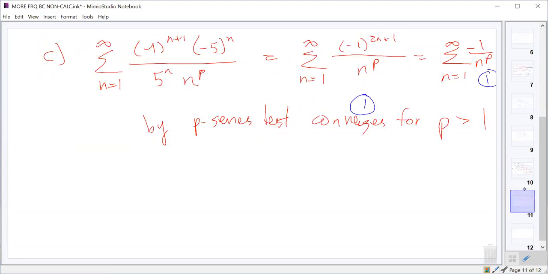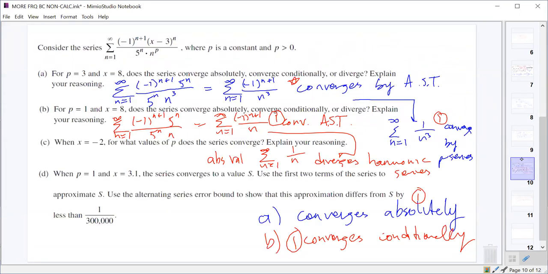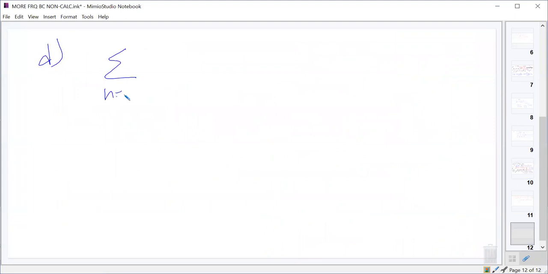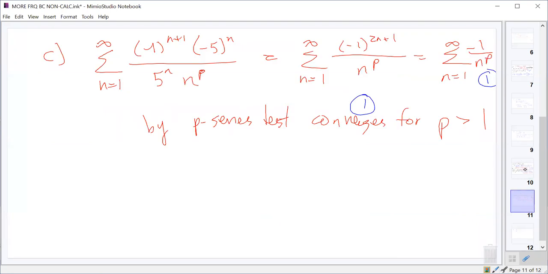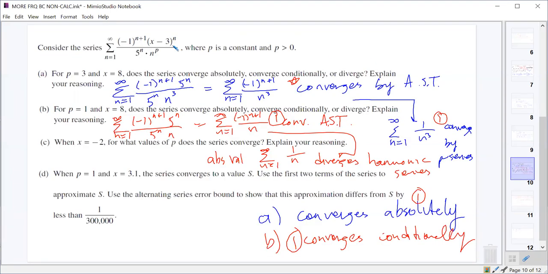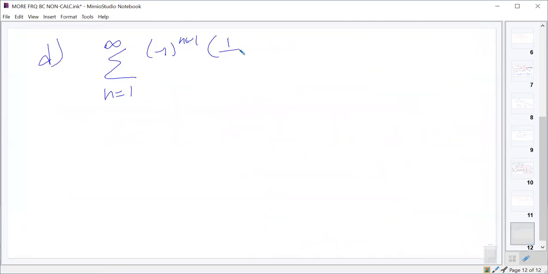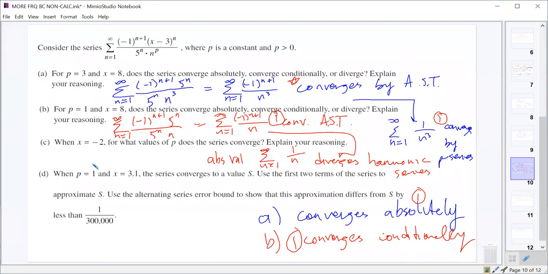All right, and then the last one. When p equals 1 and x equals 3.1, the series converges to a value of s. Use the first two terms of the series to approximate s. Use an alternating series bound. Okay, so first off, let's write out the series of p equal 1 and x equal to 3.1. So that becomes n equals 1 to infinity of -1 to the n plus 1. We had x was equal to 3.1, so that's going to be 1/10 to the n. And then in the denominator, we had p was 1, so that's just going to be 5 to the n times n.